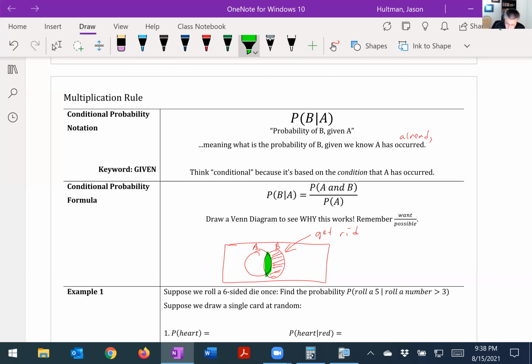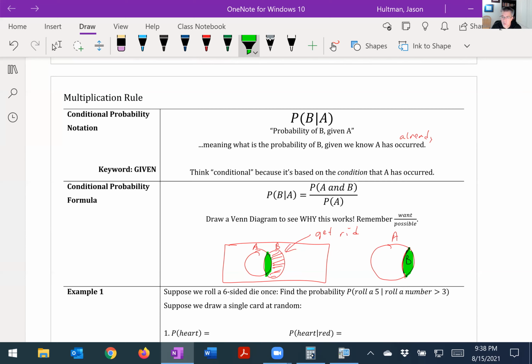Basically, we're saying we're only looking in A. Here's your Venn diagram: we only look in A, and we only care about the probability of the B portion in A. So this is B in A. We only care about this portion of B that's in A. So what's the probability of B given A? It's the intersection over A, because we only care about A.